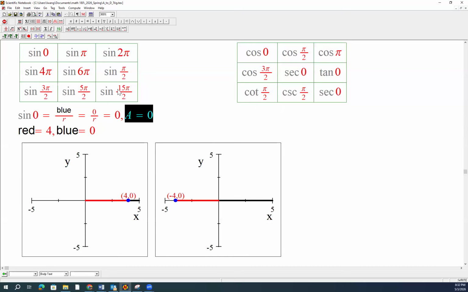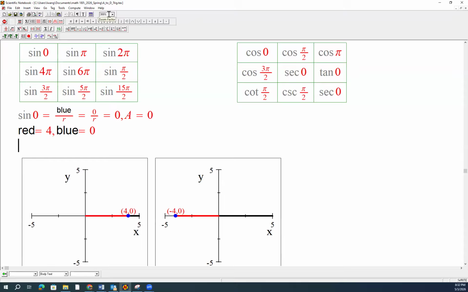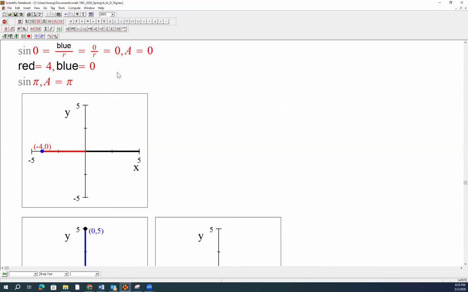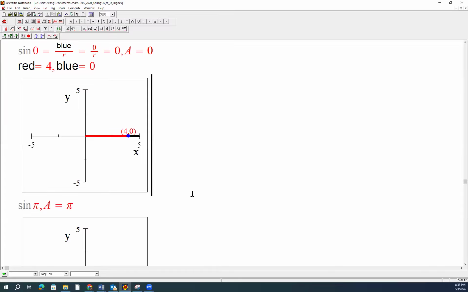Okay? So let's look at sine pi. First we're going to measure A, which is equal to pi. What is pi? Pi is 180 degrees. Okay, so I'm going to put away that one. That was for 0. And now we're looking at pi.